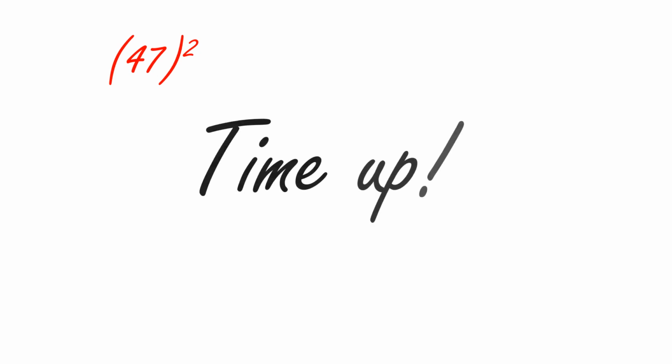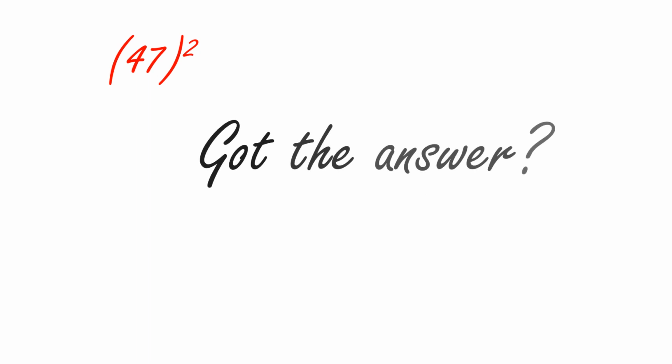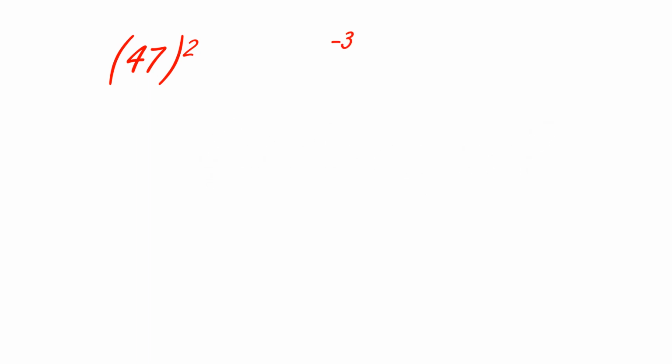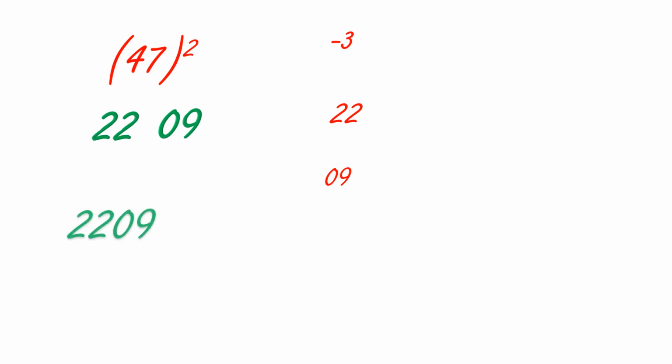And time is up. Got the answer or not? If you have not got the answer, focus. -3 is the difference from 50. So 25 minus 3 is 22, the first part of my answer, and 3 is my difference, so 09 is the second part of the answer. So 2209 is the answer.